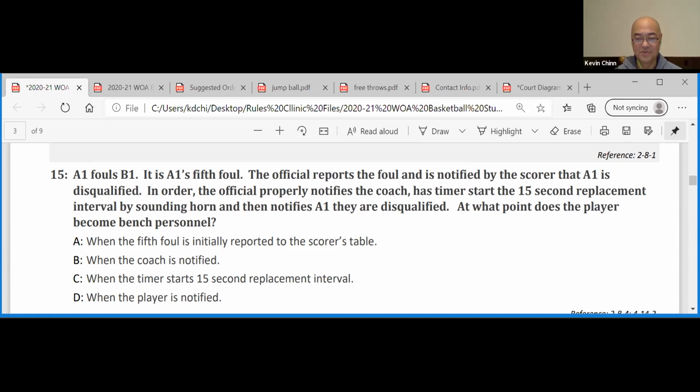Does that make sense? Does everybody know what that means? Does everybody know what that means to say he's lost his coaching box privilege? He has to sit down for the rest of the game, right? On the bench. Pretty much, yeah.